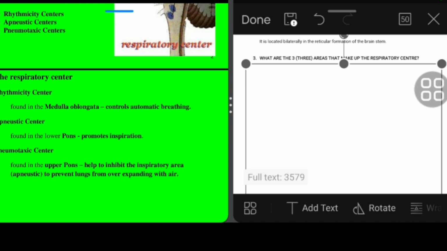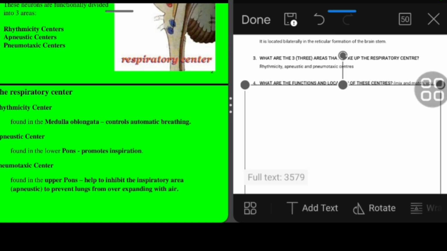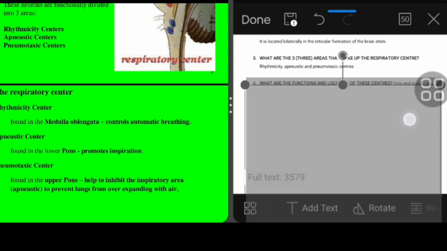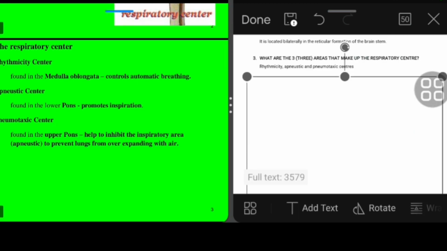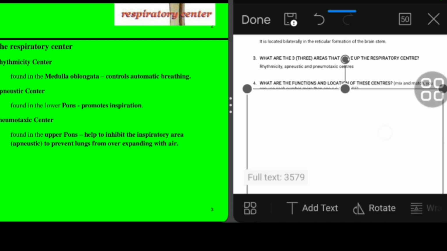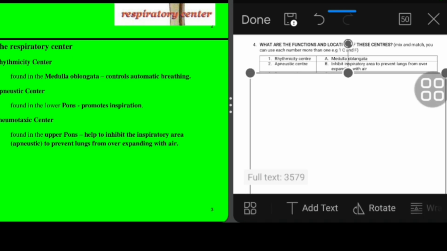So obviously on the next slide, it tells you where it's located and what is its function. So you first answer what are the three areas. We've answered that. Then obviously the next question would be what are the functions and location of these respiratory areas, which would cover what is in slide 2. And these questions that I've started with, most of these would be in your mix and match and your multiple choice. So these really won't be your short answer questions. This would be more in your multiple choice and MCQ.